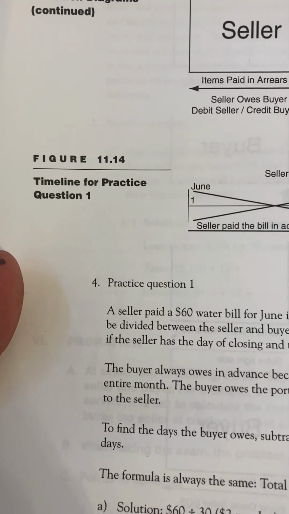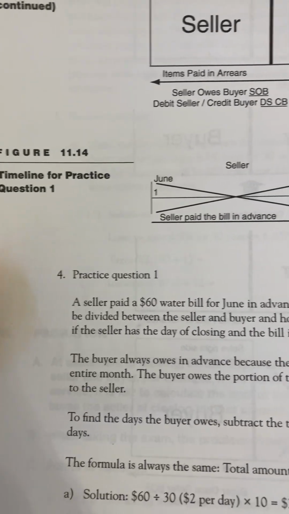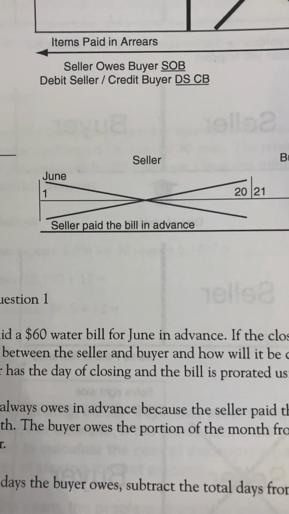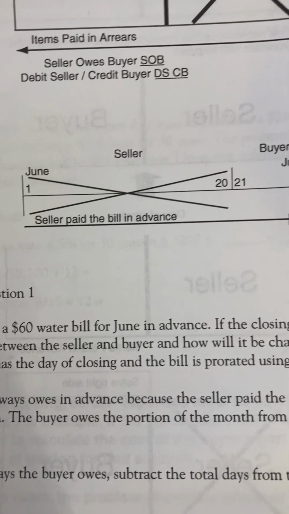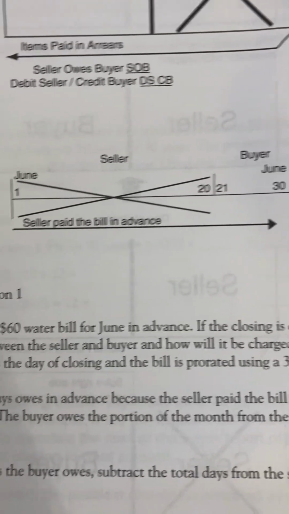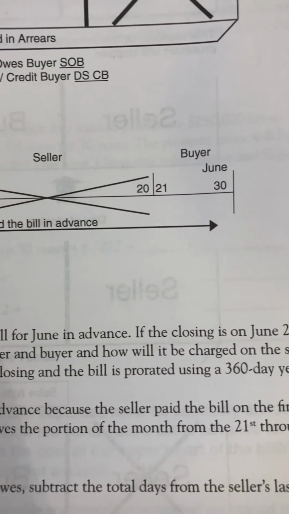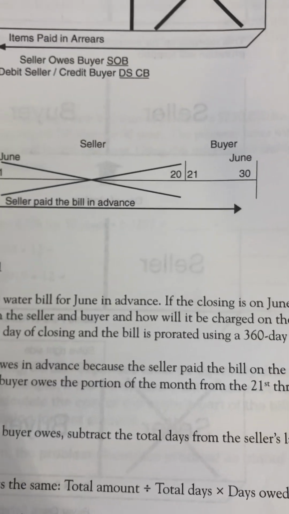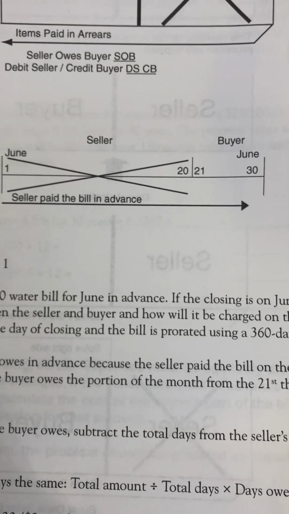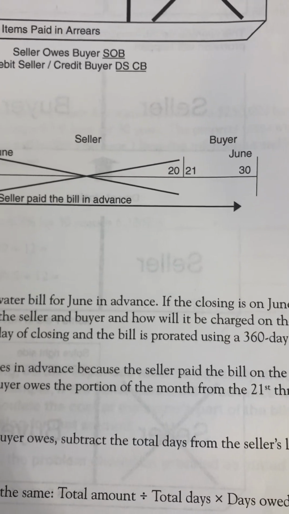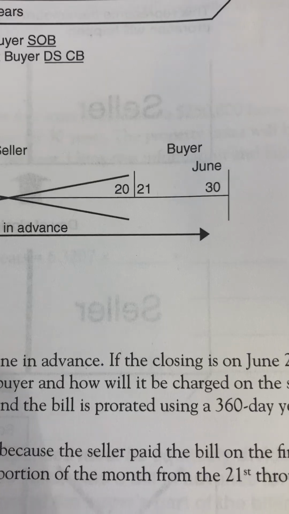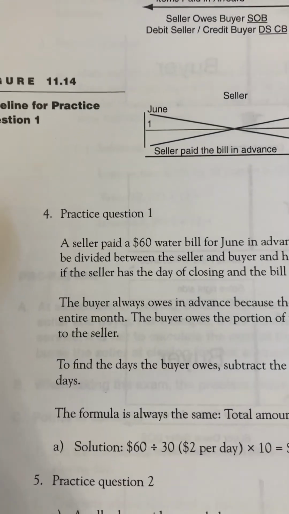Figure 11.14, timeline for practice question number 1. It shows the seller from June 1st to the 20th. It says seller paid the bill in advance. And then on this side, it says from the 21st to June 30th, the seller paid the bill in advance from the beginning of June to the end of June. But that was the time when the buyer was in control, 21st to the 30th.